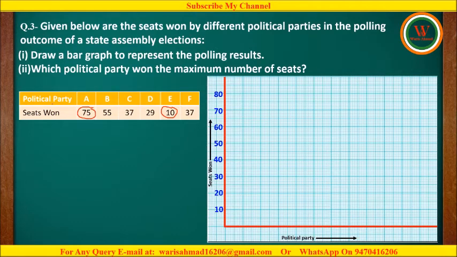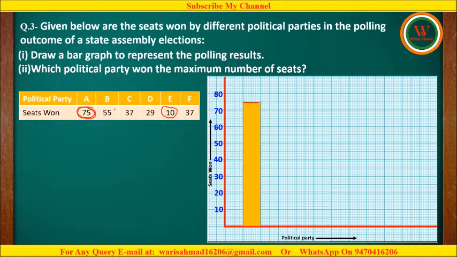The very first political party is A and seat won by this party is 75. So the very first bar we will draw with length 75. Length 75 will reach till here from the x-axis till here. So the very first bar will be till here. So this bar is representing the political party A.